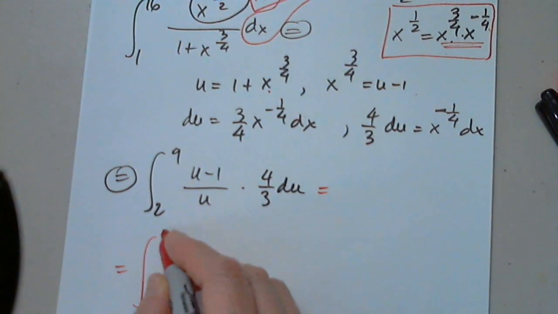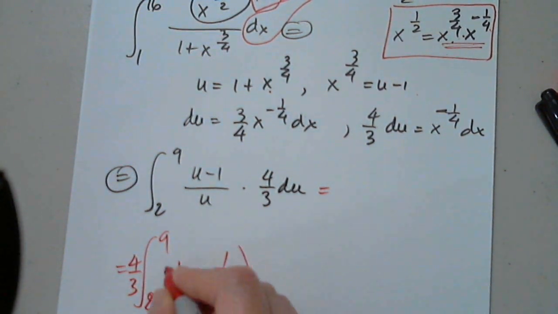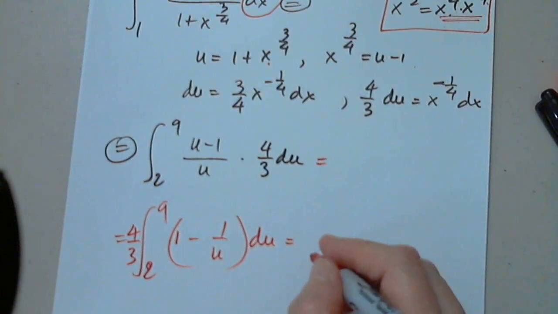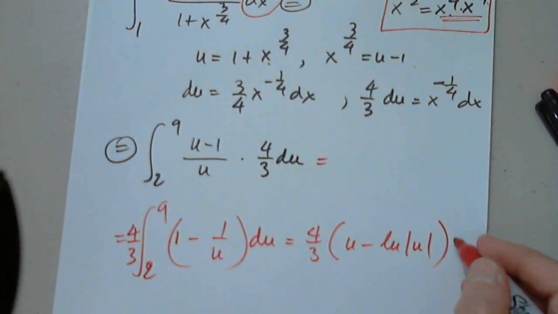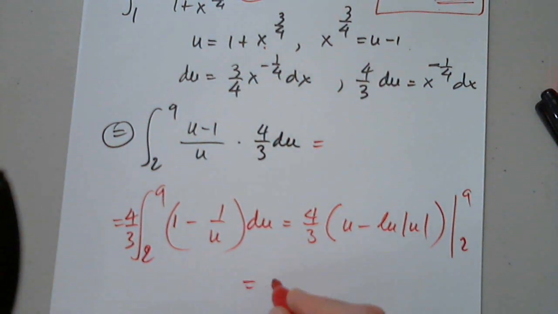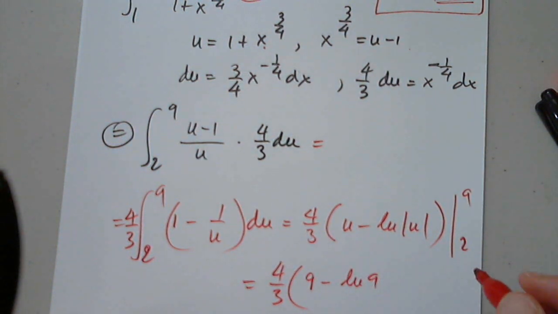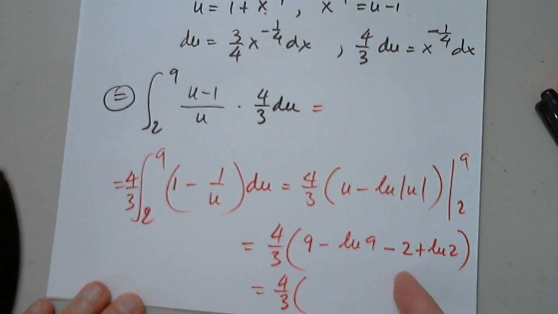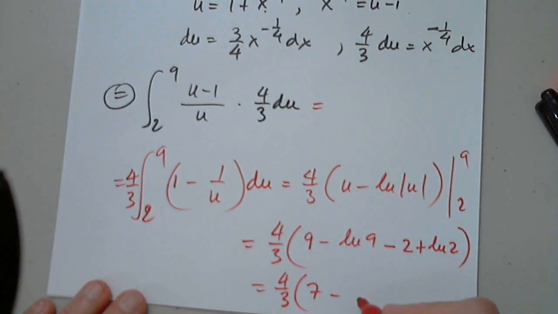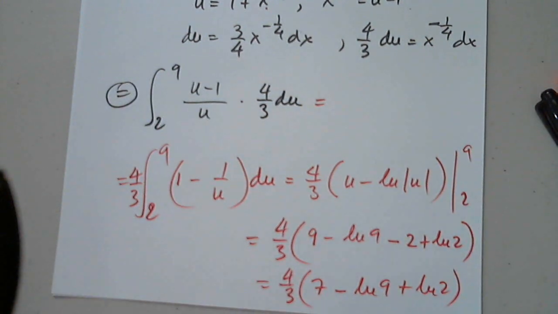So then we have the integral from 2 to 9 with 4/3 in front, from 1 minus 1 over u du. So this is 4/3 u minus natural log of the absolute value of u from 2 to 9. So 4/3, when I plug in 9 minus natural log 9, minus 2 but plus natural log 2. Or 4/3, 7 minus natural log 9 plus natural log 2.